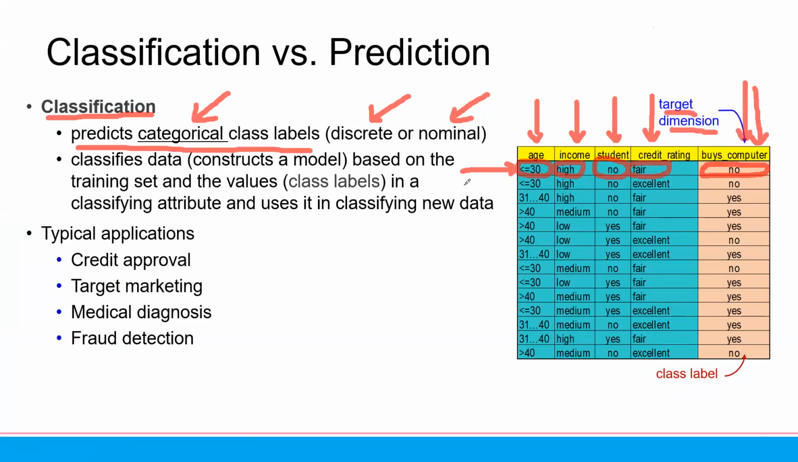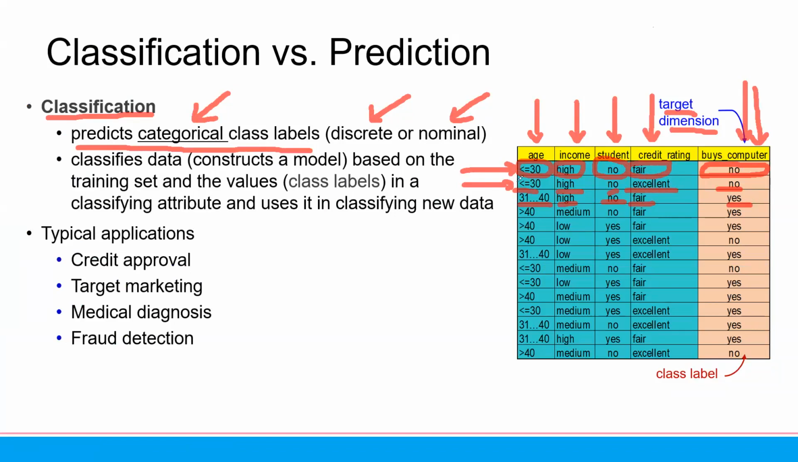So if I know that the person with the age under 30 and the income is high and the student status is no and the credit rating is excellent, okay, from the data, I know that he didn't buy computer. This person, the age is between 31 until 40, the income is high, he is not a student, the credit rating is fair, and he bought computer.